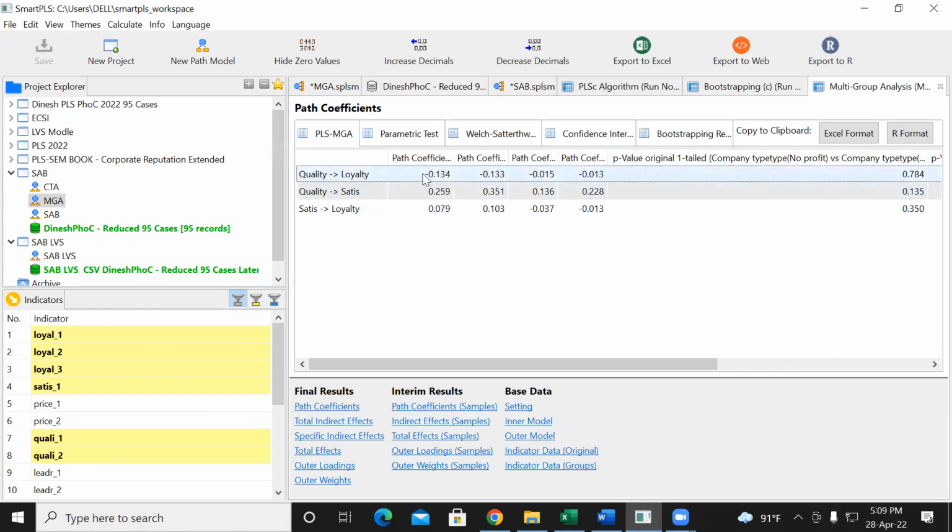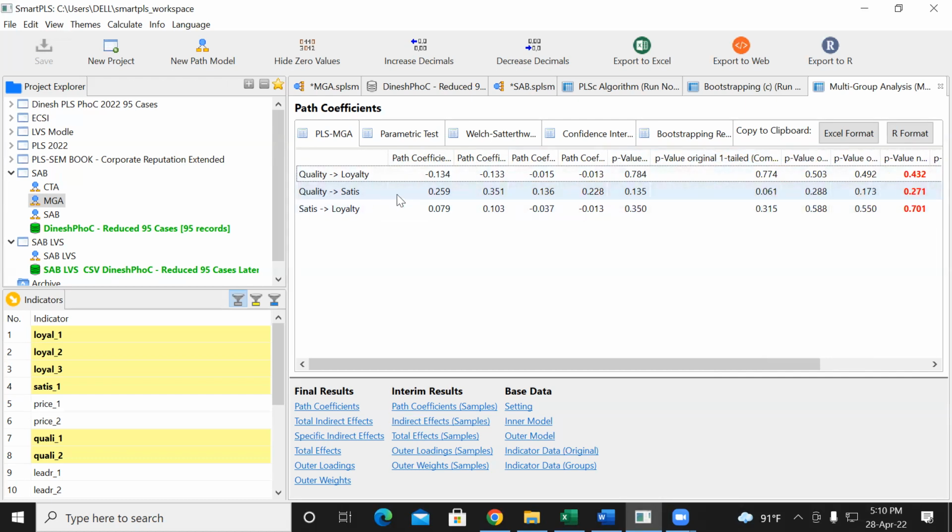This minus 134 is not significant. Why? That is, the p value is above 0.05, so not significant. Likewise, you can see for all the path differences, there are separate p values. I think this one is somewhat significant.